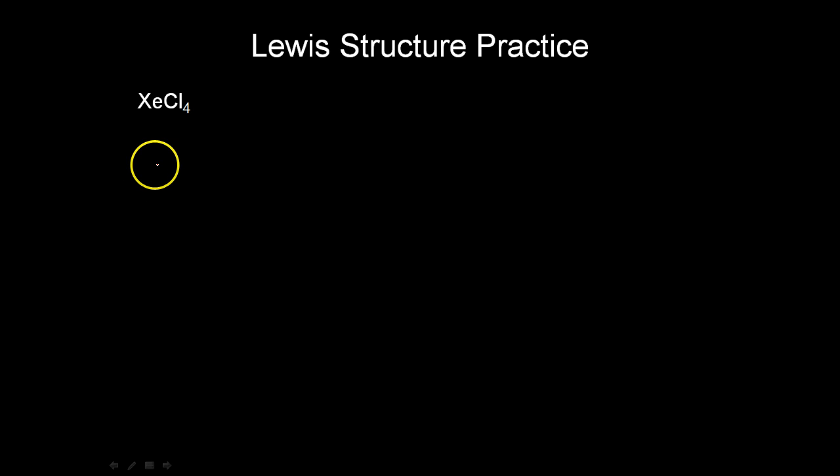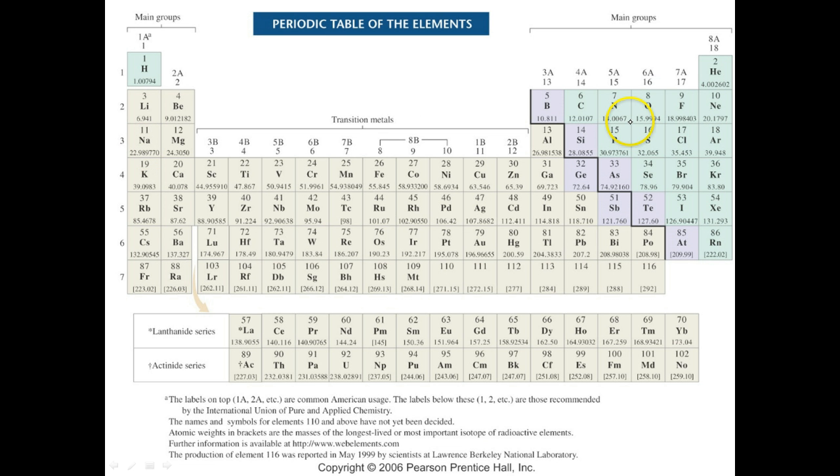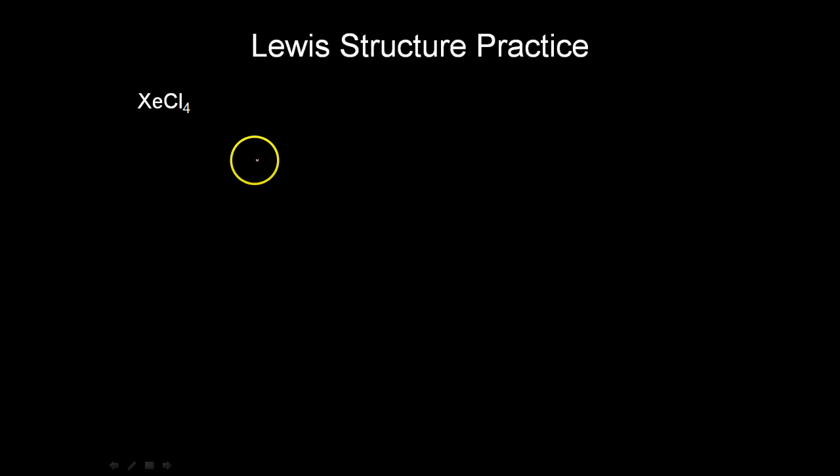But we're just using this as an example for Lewis structure, so let's go ahead and go through our steps for drawing the Lewis structures. First off, valence electrons. Well, we go over here, we see xenon is, of course, a noble gas. It should have 8 valence electrons. Chlorine is right here. It's a halogen, has 7 valence electrons.